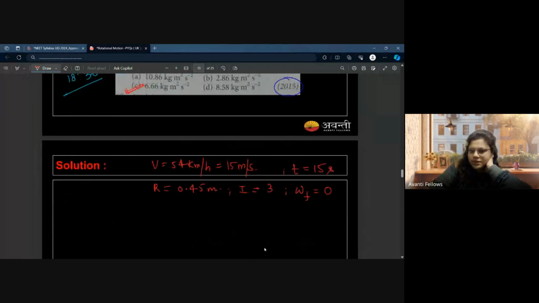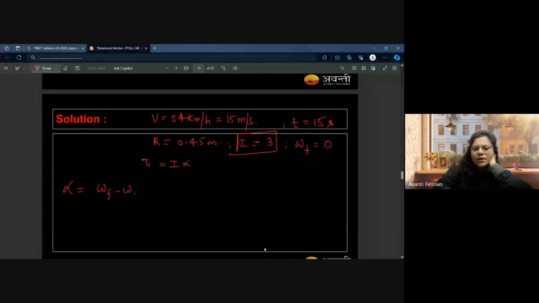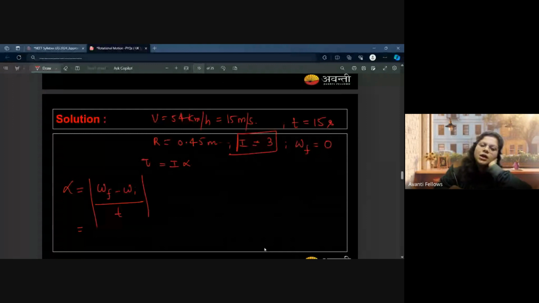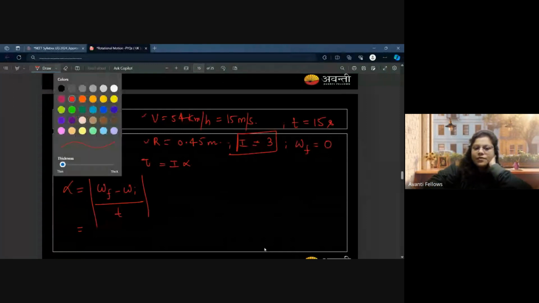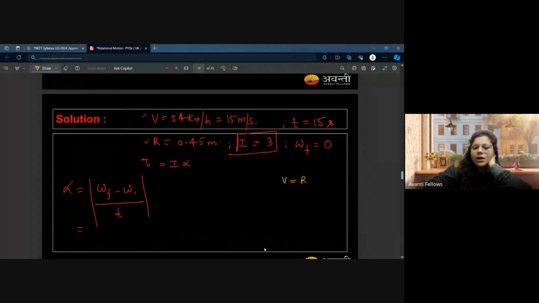So basically, they're asking you to find the torque. We know that torque is I alpha. So I is pretty much sorted. We have the value. But we need to calculate alpha. So that's fine. Alpha would be omega final minus omega initial upon t. So final is 0. But we need to calculate the omega initial. For that, we have V, we have R. I guess you remember that formula that V is equal to R omega. So from here you can calculate the omega, which would be 15 by 0.45. So let's solve it.